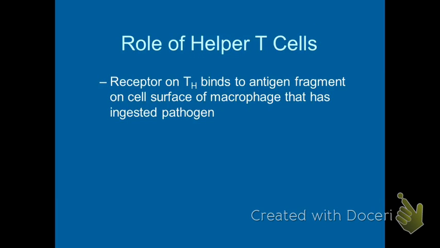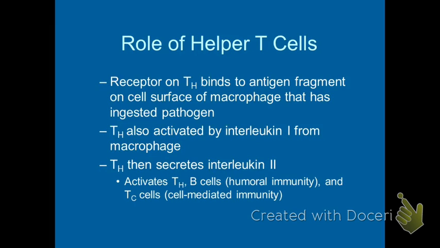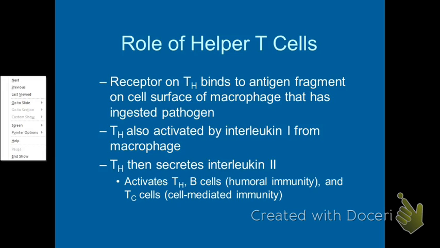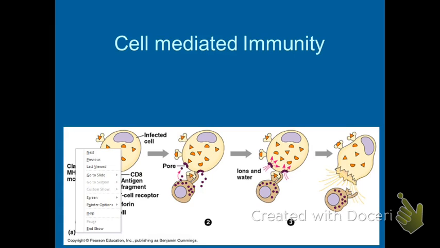All right, so I mentioned this already, that the helper T cell is going to bind to the antigen fragment on the cell's surface. It's activated by interleukin 1 from the macrophage, and then it makes interleukin 2. You read through this yourself. You went through this already, but you can review that. Okay, now let's take a look at each one of the two final responses together.